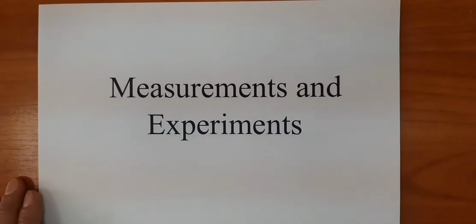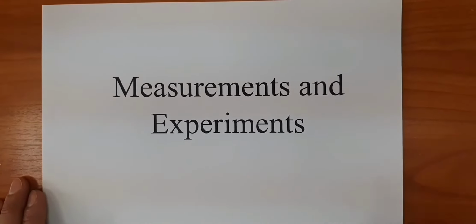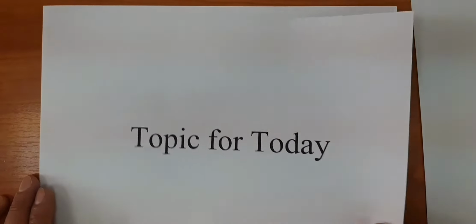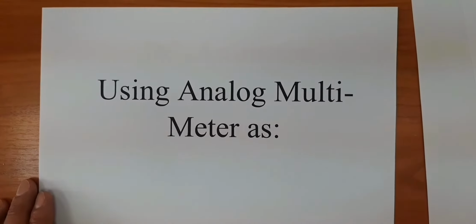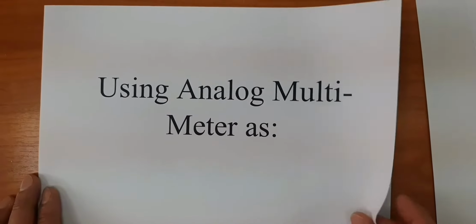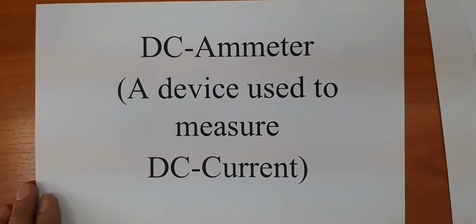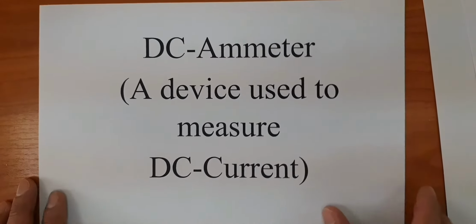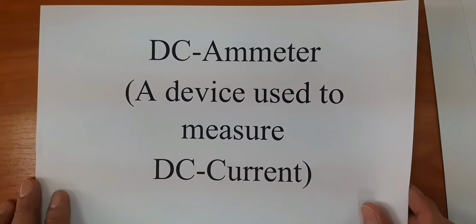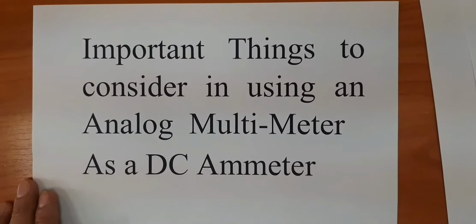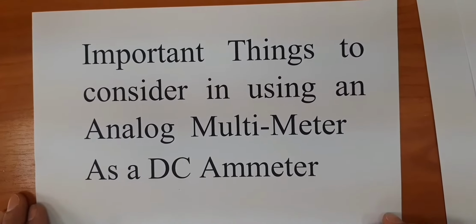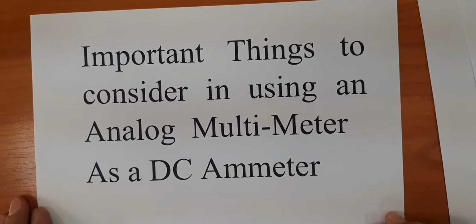Our subject is measurement and experiments. And our topic for today is using an analog multimeter as a DC ammeter, or a device used to measure DC current. Let us now start. What are the important things to consider in using an analog multimeter as a DC ammeter?